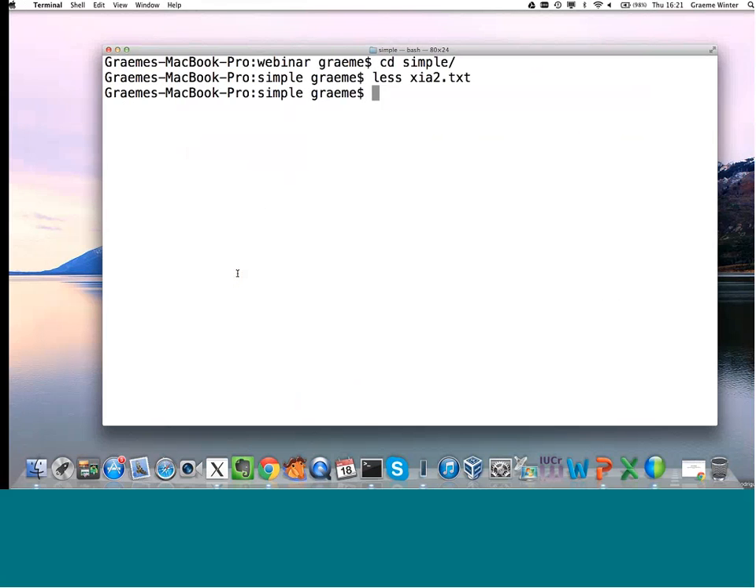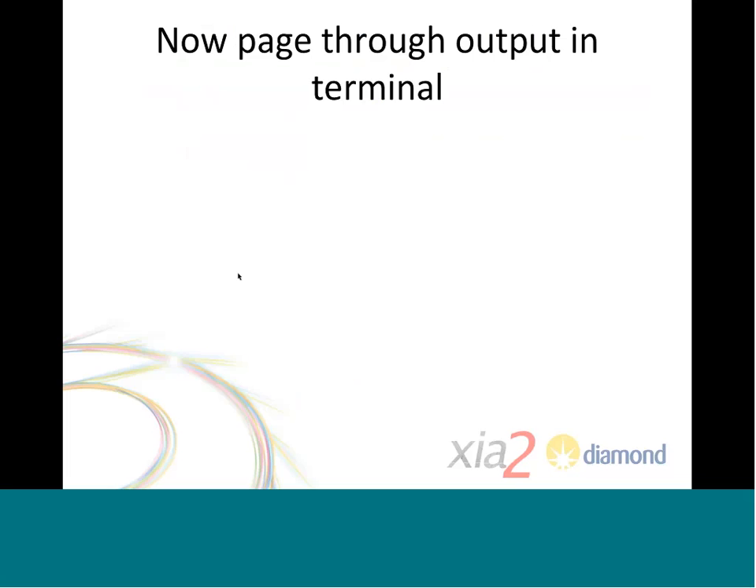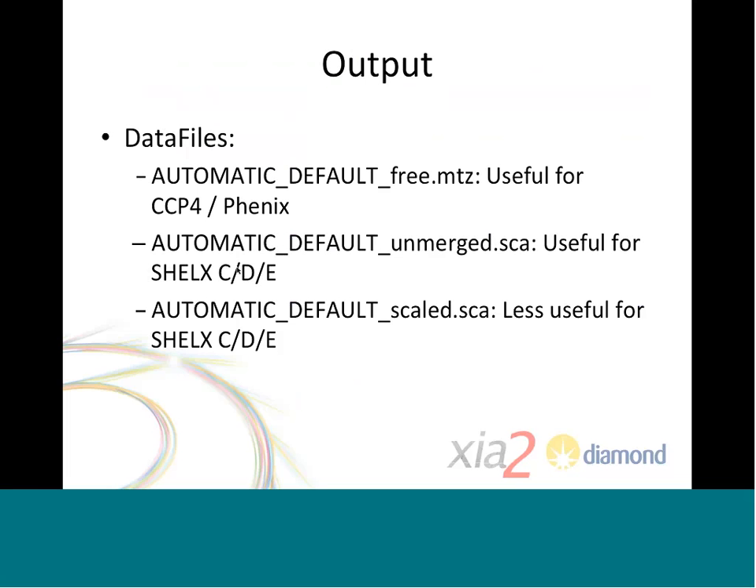Okay, so as I was saying about the output, for a single wavelength dataset, you'll get an MTZ file containing all of your intensities and amplitudes, and that can go straight into CCP4 or Phenix. There's also data output in what's called unmerged scalepack format, so one file for each wavelength of data, and that's useful for input into SHELX C/D/E because it likes to be able to remerge the intensities itself.